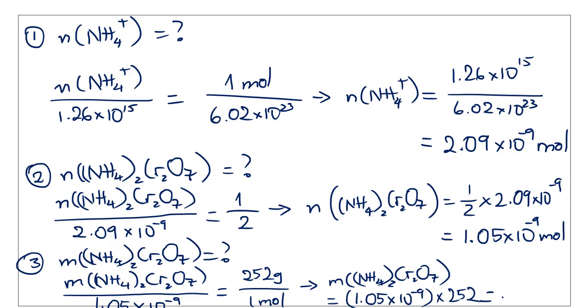So I think we have 2.64 times 10 to the negative 7 grams. Very small. This is the final answer. Let me just double check. Yep, that's it.